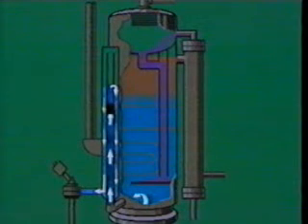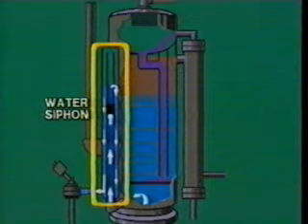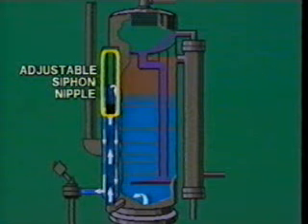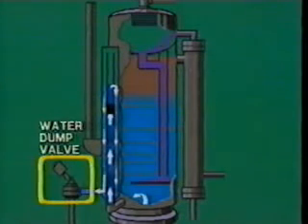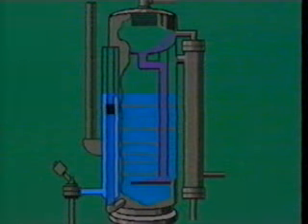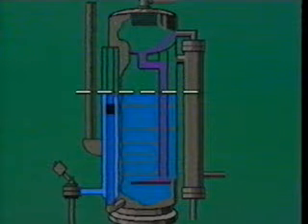The siphon system maintains the water level in the vessel. Water in the free water knockout section rises into the water siphon and flows over the adjustable siphon nipple. It then leaves the unit through the water dump valve. Since water seeks its own level, with just water in the treater, the water level in the siphon will be equal to the water level inside the treater.